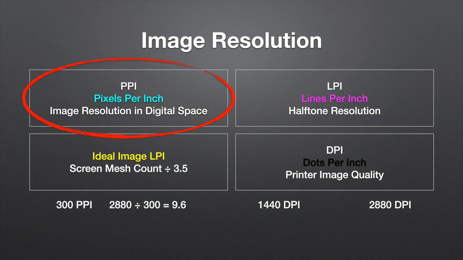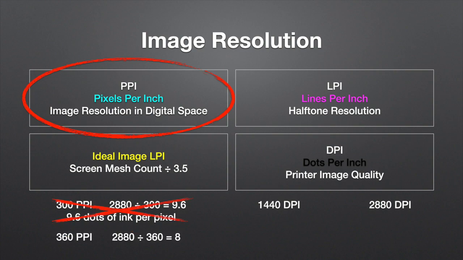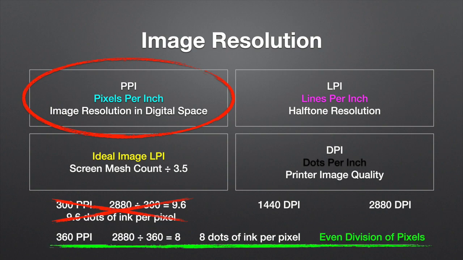So if we were working with a 300 pixel per inch image and a printer with a resolution of 2880 dots per inch, we wouldn't have an even balance. We would have 9.6 dots of ink per pixel. However, if we were working with a 360 pixel per inch image and that same 2880 dots per inch printer, we would have 8 dots of ink per pixel. That's an even division of pixels, and that's what we're looking for.